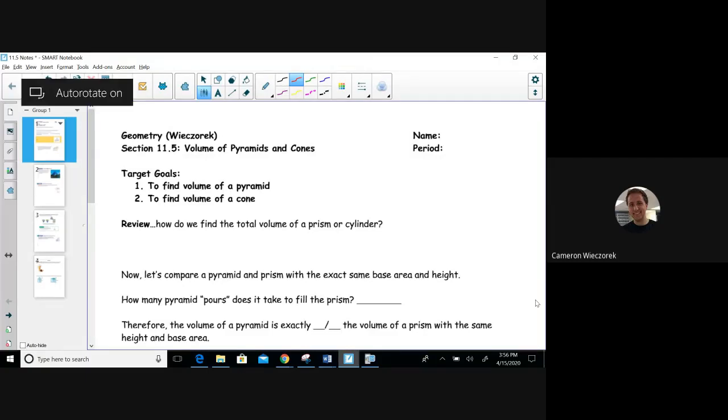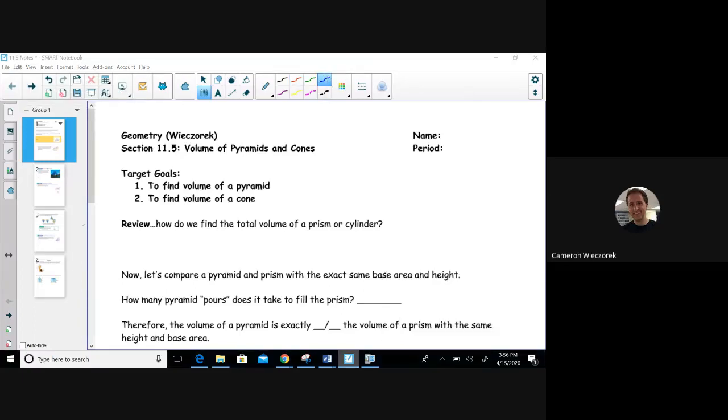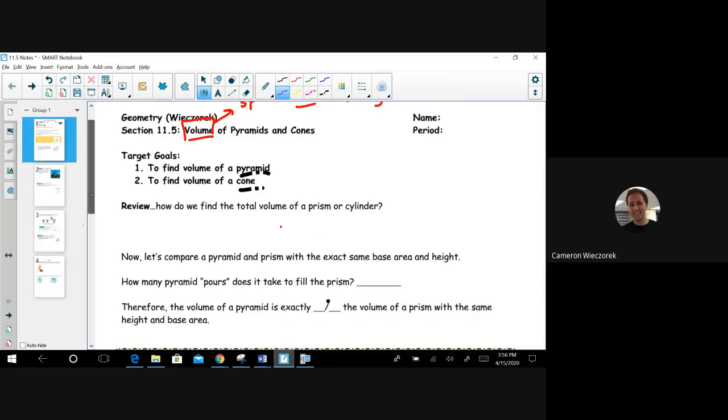Okay, so we're looking at the volume of pyramids and cones. Yesterday we looked at the volume of prisms and cylinders, so this is the next two shapes we're going to take a look at. Remember, we're talking about volume still, which is the space inside a 3D object. Surface area was talking about painting the outside surfaces. Volume talks about the inside. So we're going to look at pyramids and cones, which remember are very closely related.